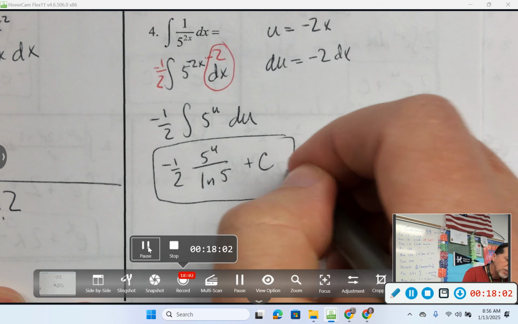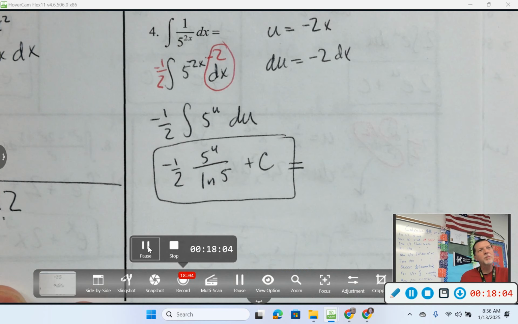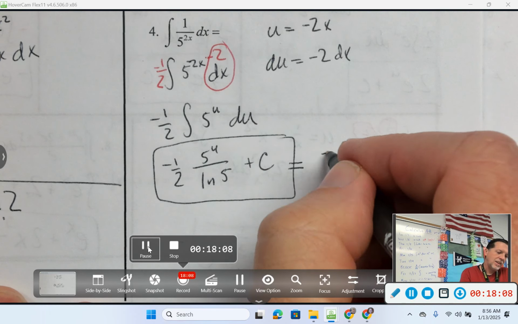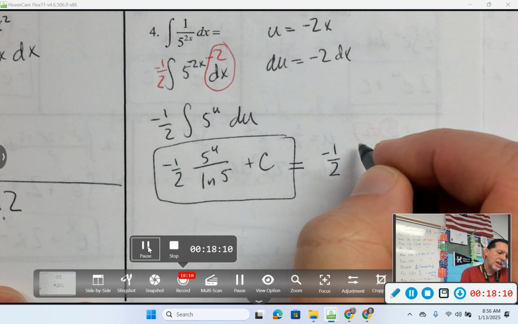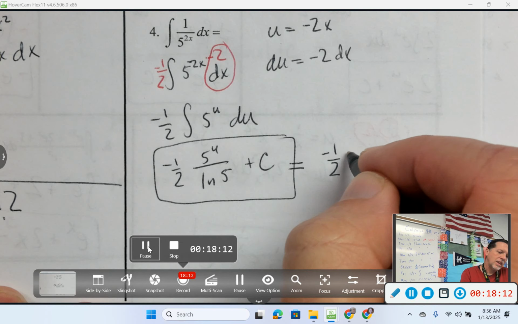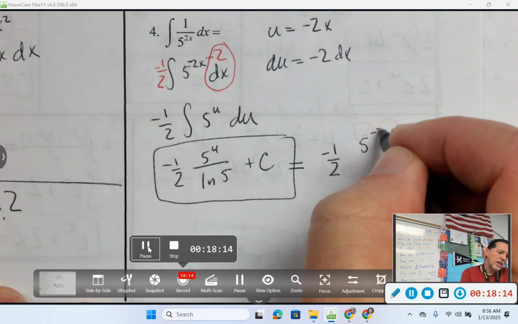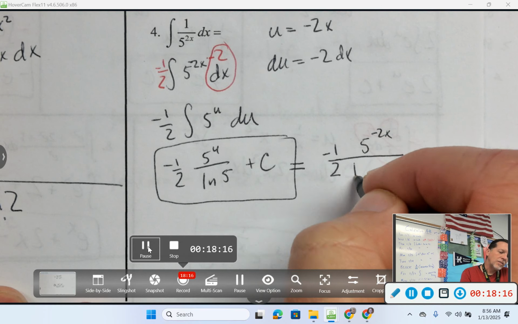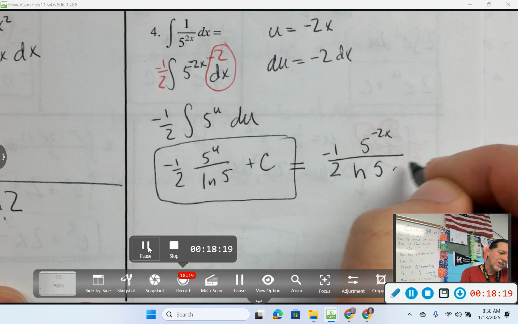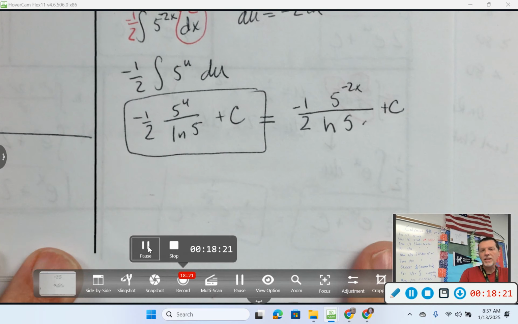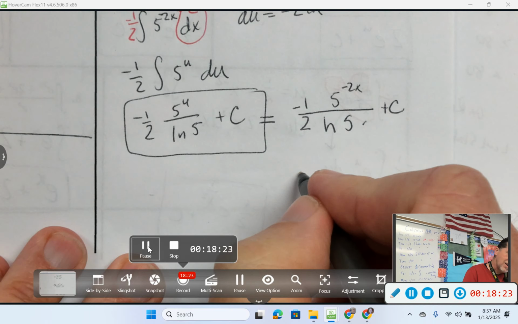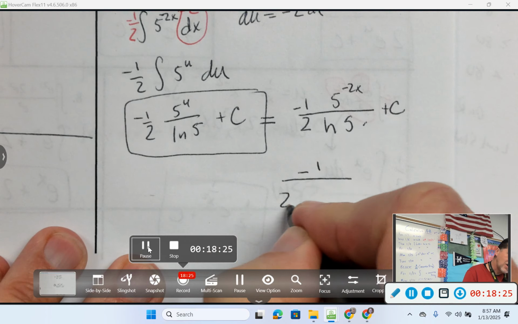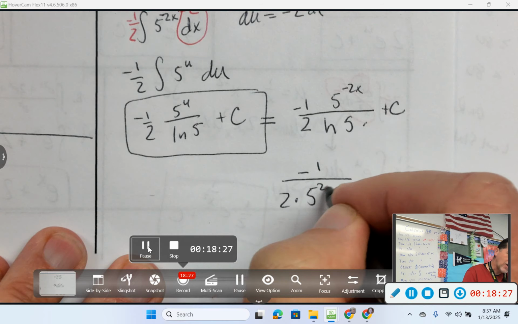The multiple choice answer for this, you want to guess what it would be? We're almost there. I want to say -1/2, and then we would move the 5 to the -2x down to the denominator. Oh, I didn't even think about that. They might. Yeah, you're right. So it might look like that. But you're right. They could, that 5 to the negative 2x, they could put that in the bottom.